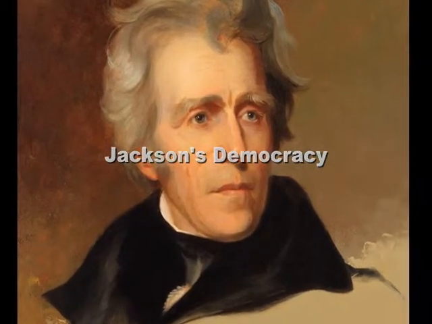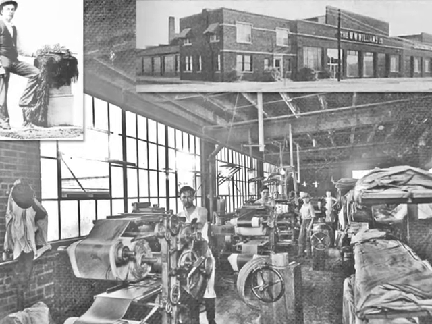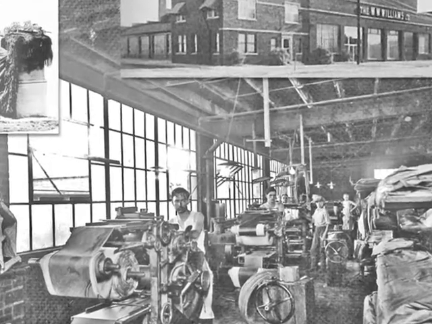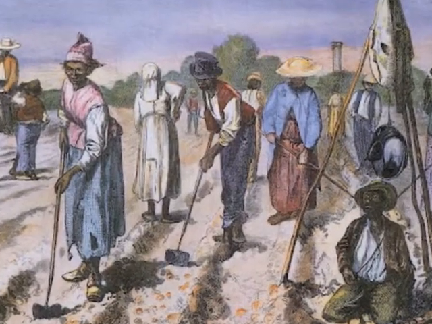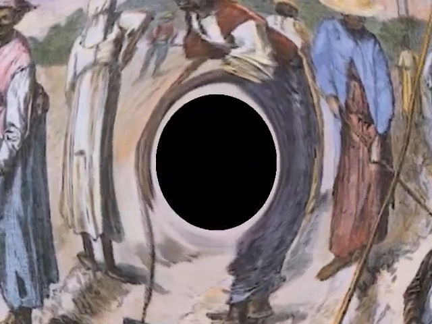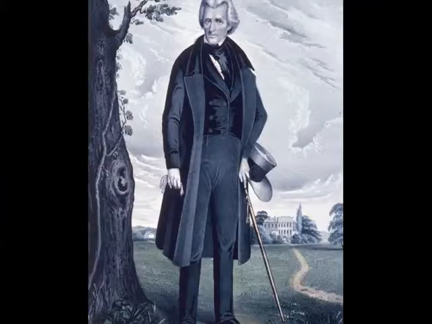Jackson's democracy. The 1800s were a time of change. Workers began converting their workshops into factories. In the South, small family farms began to give way to cotton plantations. Because most people in the 1800s wanted change, they favored Andrew Jackson.